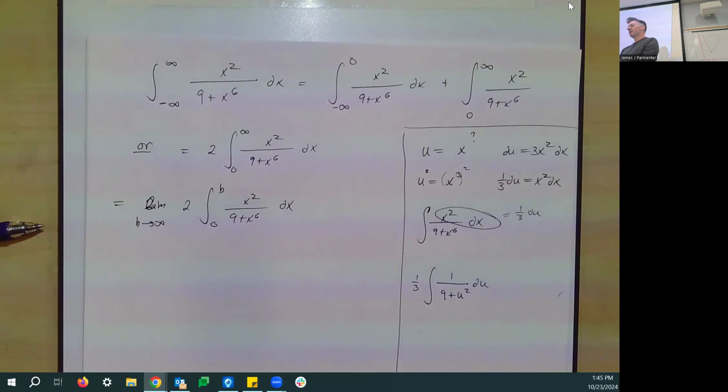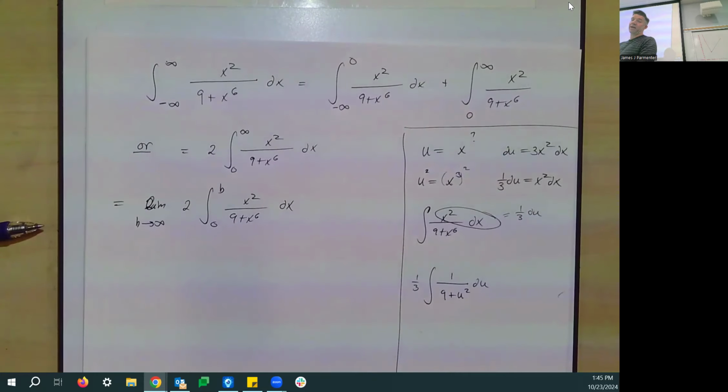Okay. Do we know how to integrate this? I saw someone mouth it. Say it loud. Come on. Starts with an A. Yes, arctangent. Ooh, but it's not just arctangent of u, because there's a 9 there.